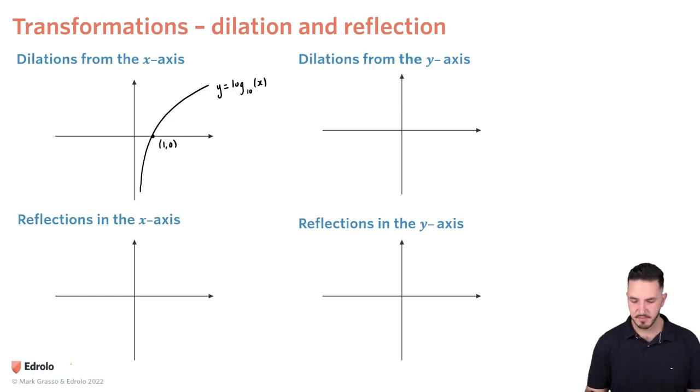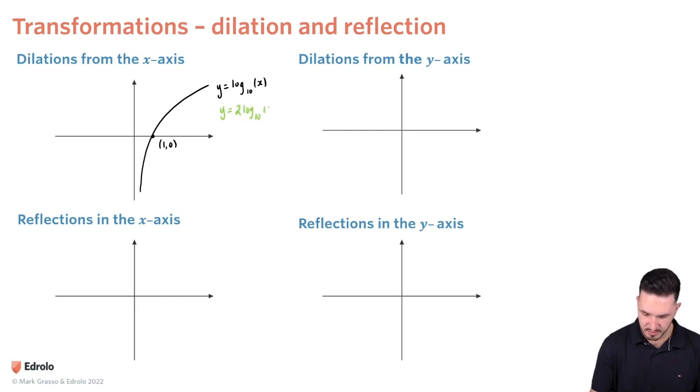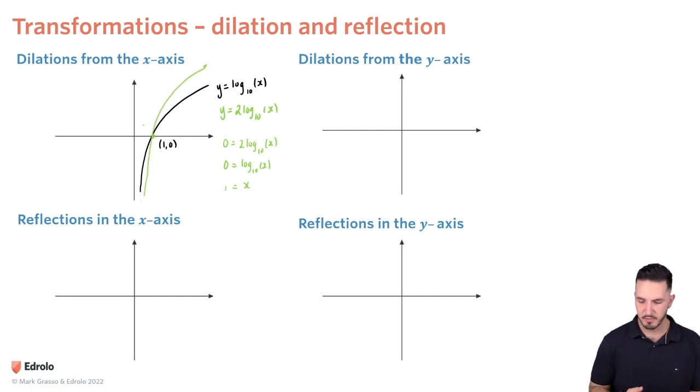So if we were to draw something like y equals 2 log 10 of x, what would happen here? It still goes through the point 1, 0, because let's just prove that it goes through this point. To find our x-intercept, we let y equals 0. So we have 0 equals 2 log 10 of x. Divide both sides by 2. So we get 0 equals log 10 of x. Raise both sides to the power of 10. So 10 to the power of 0 is 1. So 1 equals x. So we can see that it goes through that point and it'll become steeper. So again, they do intersect at the point 1, 0.